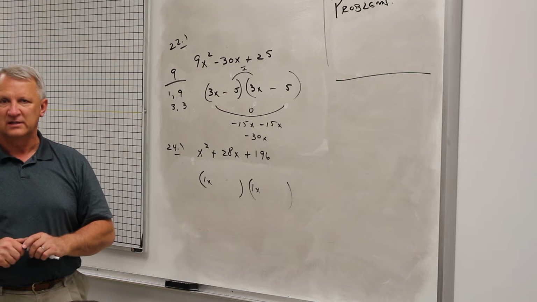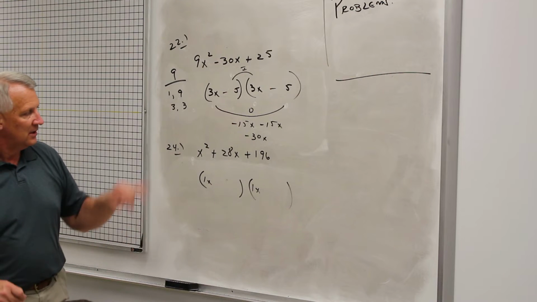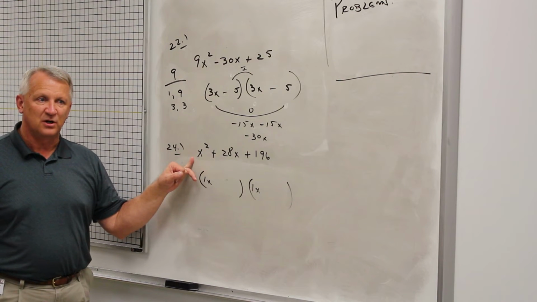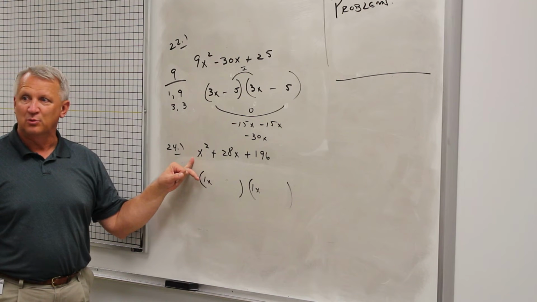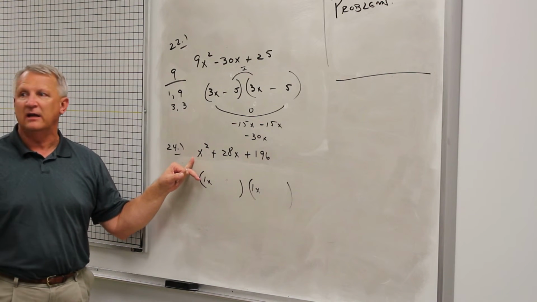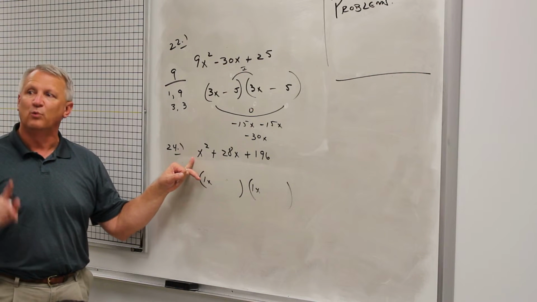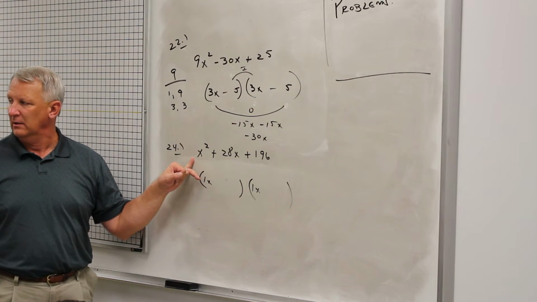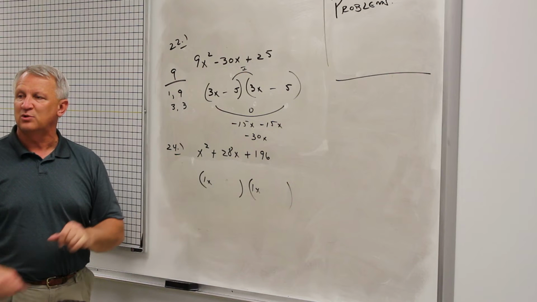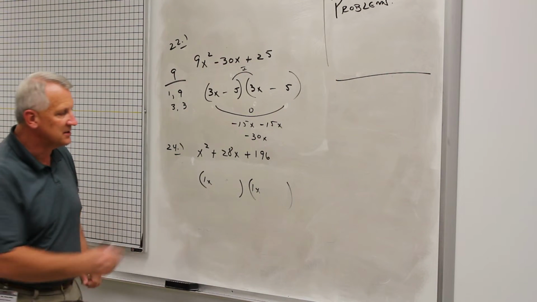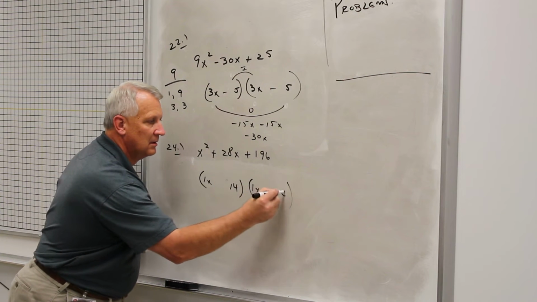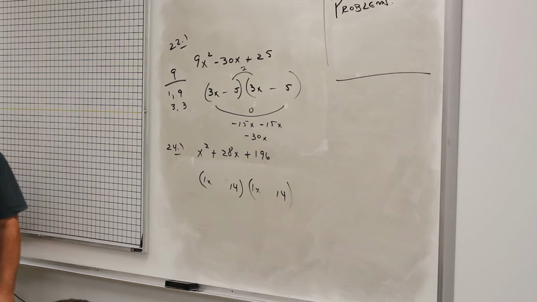You want to be careful and listen carefully to what I'm telling you. It only works when this first term is a 1. You with me? If that were 2 right there, or a 9 like the other one, you can't do what I'm about to tell you. It only works when the first one's a 1. Take a look at the middle term, that's 28. What's exactly half of 28? There's the two numbers. 14 times 14 is 196.